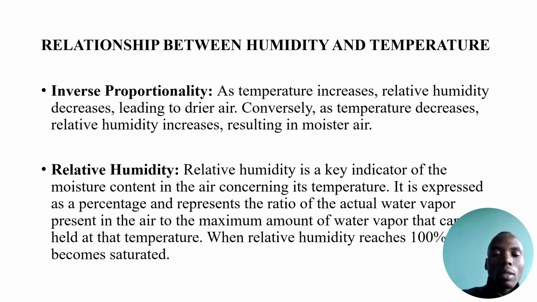The second point is relative humidity. As we have seen from the previous slide, relative humidity depends on temperature. So this means relative humidity is a key indicator of the moisture content in the air in relation to its temperature. It is expressed as a percentage and represents the ratio of actual water vapor present in the air to the maximum amount of water vapor that can be held at that temperature. So when relative humidity reaches 100%, the air becomes saturated.